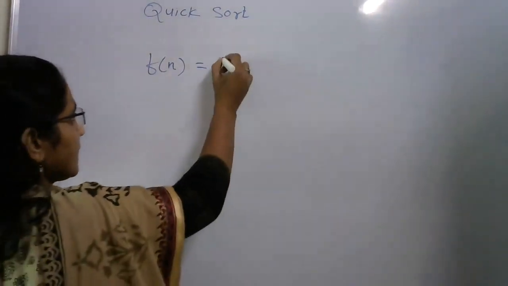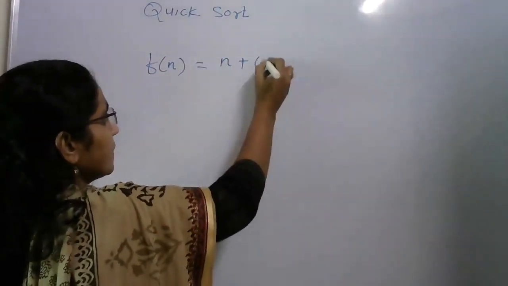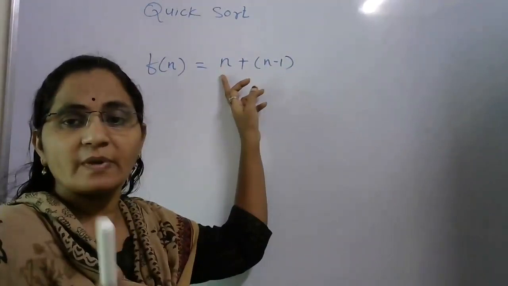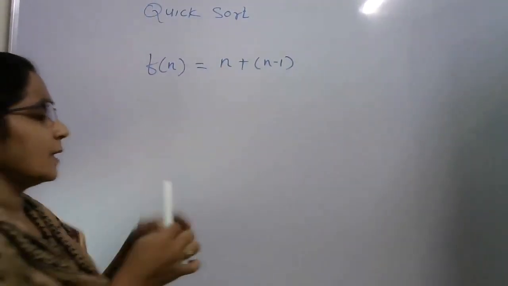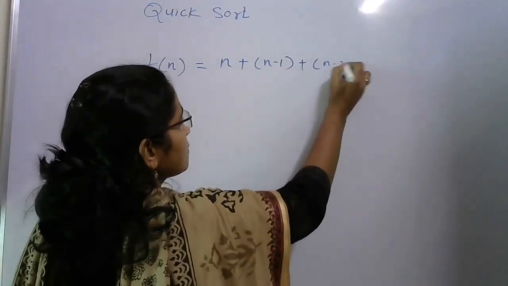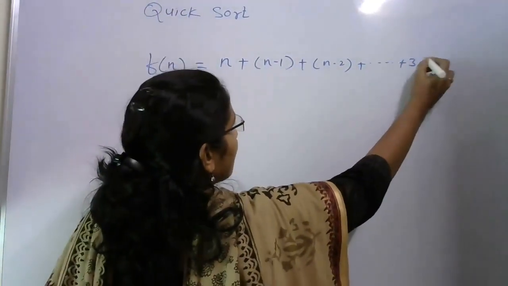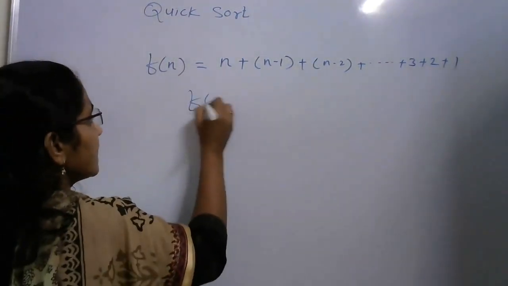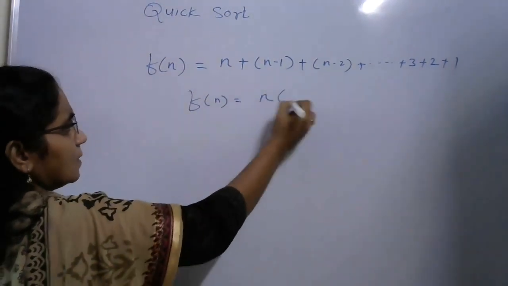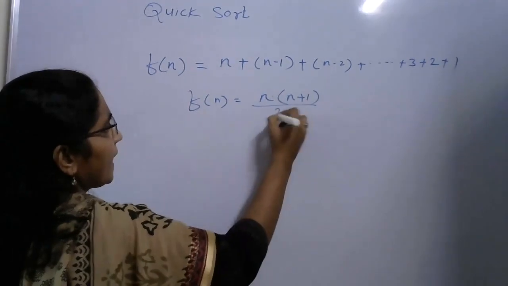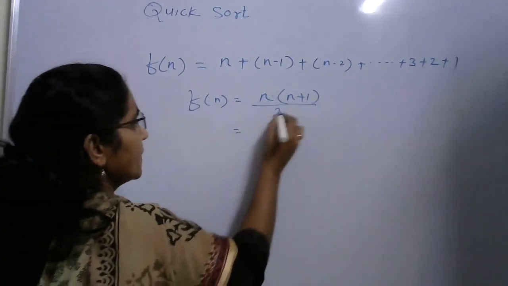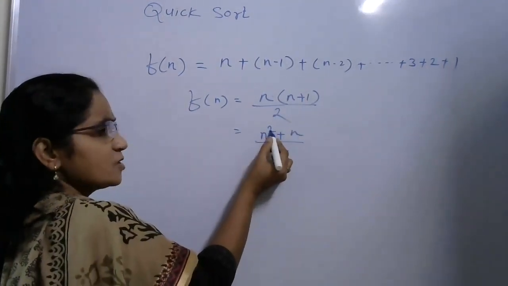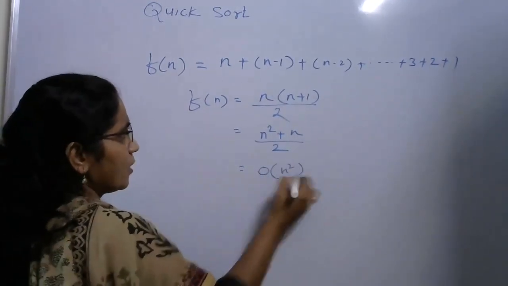In the first pass, you require n comparisons. In the second pass, you require n minus 1 comparisons, because one element gets its final position in the sorted list at the first pass. So n, then n plus n minus 1, then n minus 2, and so on, then you get 3 comparisons, 2 comparisons, and at the last step only 1 comparison. Mathematically this series is replaced with the formula n into n plus 1 by 2, and if you simplify you get n square plus n by 2. The highest exponent is 2, therefore the complexity is order of n square.